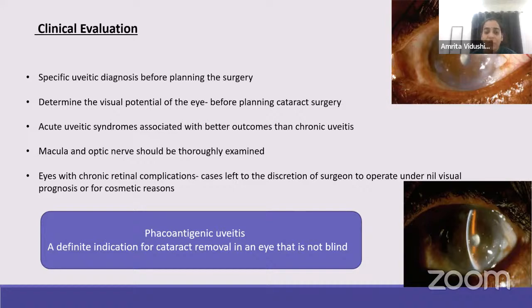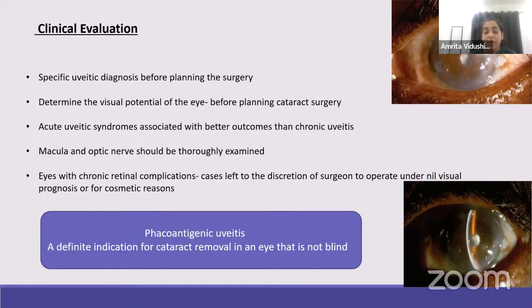So we should give the patient all these realistic expectations, and we've come across multiple studies which have found that acute uveitic syndromes are associated with better outcomes with respect to chronic uveitis. And always the macula and the optic nerve should be thoroughly examined so that the visual potential of that particular eye is known. Then eyes which have chronic retinal complications should be left to the discretion of the surgeon, whether the surgeon wants to operate on these eyes under nil visual prognosis or for cosmetic reasons.